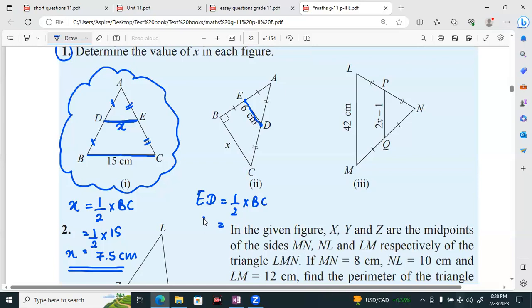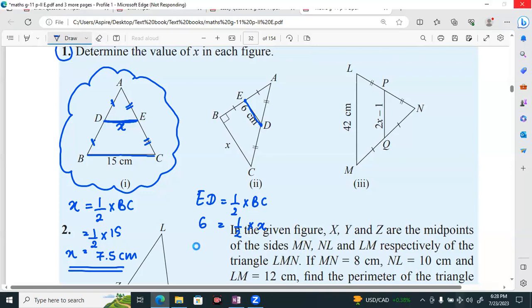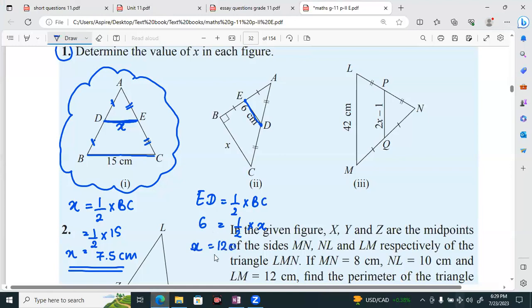Then substitute ED by 6. It is half into BC. BC means X, so it is X. Then X is equal to 2 into 6, 12 centimeters.